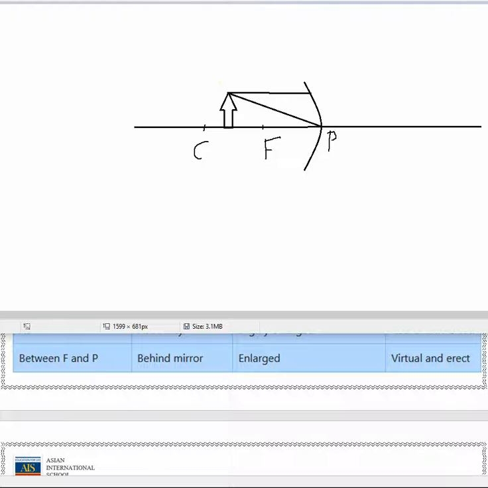Done. Now the arrows are marked, the light rays. Now the reflected ray. Once again, this light parallel to principal axis will pass through F. Second ray will make a same angle like this. Okay, done. Give the arrows.